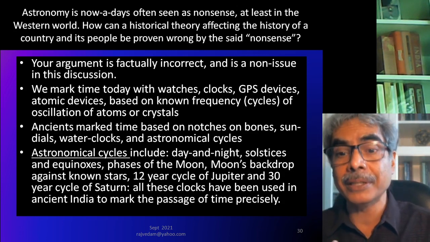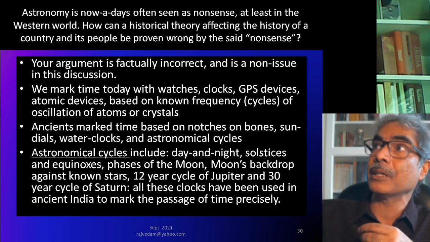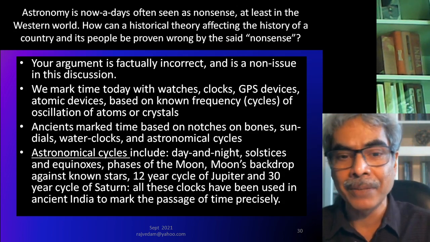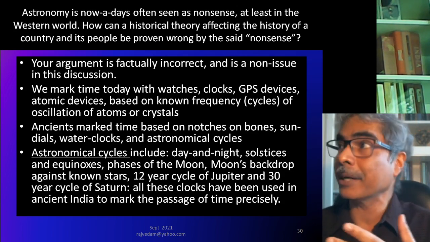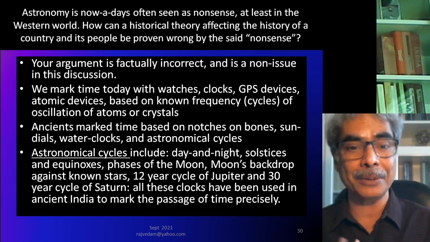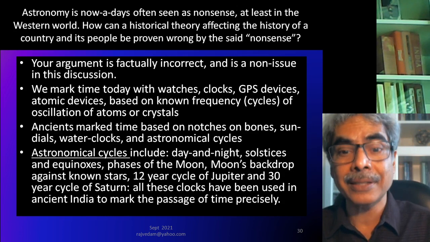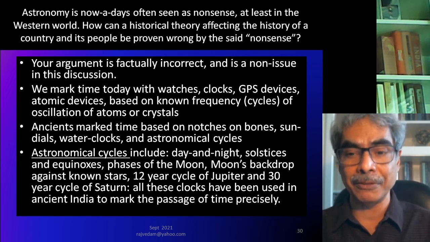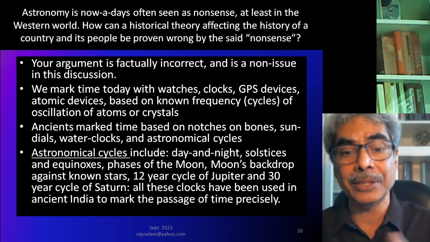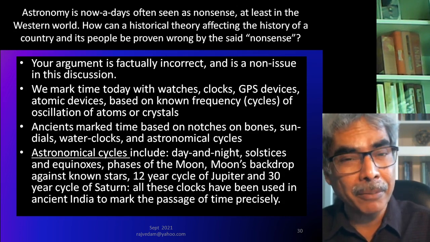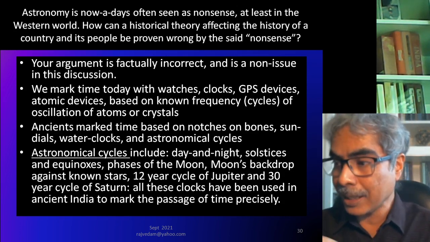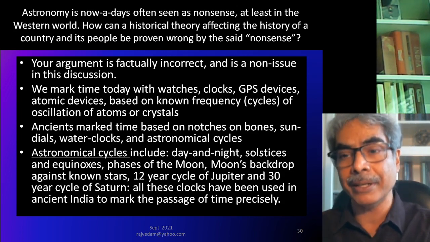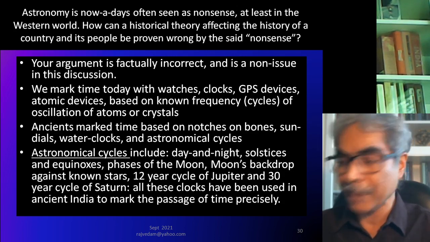Ancients could also measure the cycles of Jupiter. How long does it take for Jupiter to come back to the same constellation? That's a 12-year cycle. Or how long does it take for Saturn to come back to the same constellation? Ancients had measured that too at 30 years. All of these cyclical phenomena were used in one form or the other to measure the passage of time. And all of these things have been used in ancient India to mark the passage of time rather precisely. So this is one aspect of understanding astronomy which is not nonsense at all, but it is based on very well understood phenomena and the passage of time.